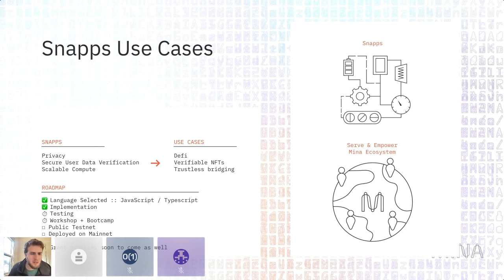So just a quick timeline of where things have been so far. We selected JavaScript, TypeScript for the language. It's mostly implemented now, which is why we're able to have this bootcamp. And right now we're in the process of testing and sharing this out with the workshop and bootcamp that's going on. There will be a public testnet to start doing this stuff soon, and then it will be deployed on mainnet. There will also be grant programs to come as well, including the ones that Jen mentioned earlier, but also others will be coming as well.